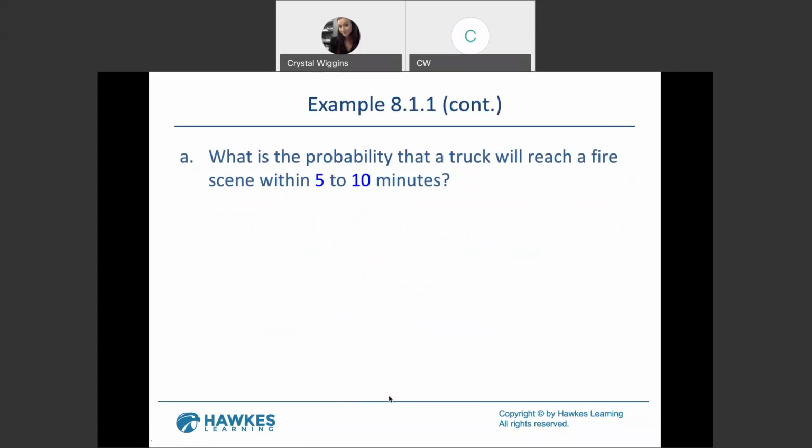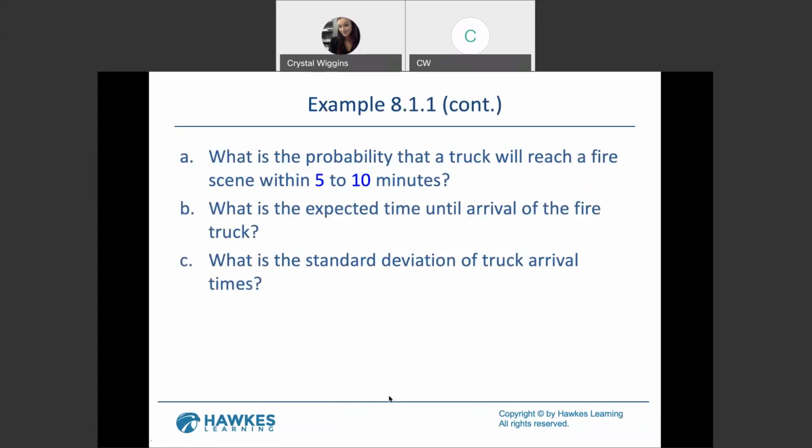So, what is the probability that a truck will reach a fire scene within 5 to 10 minutes? Is one question we want to answer. Second question we'd like to answer is what is the expected time until arrival of the fire truck? And third, we want to answer what is the standard deviation of the arrival truck times.